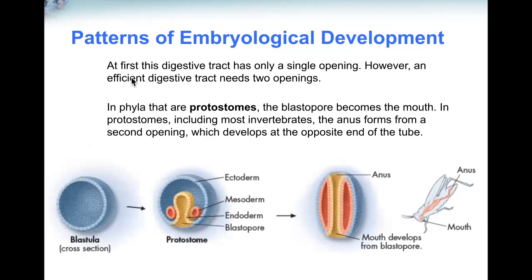At first, this digestive tract has only a single opening. However, an efficient digestive tract needs two openings. In phyla that are protostomes, the blastopore becomes the mouth. In protostomes, including most invertebrates, the anus forms a second opening which develops at the opposite end of the tube. So in a protostome, the mesoderms form here, and then the anus forms at the top on the opposite side of the blastopore.